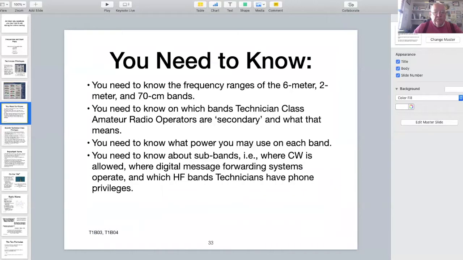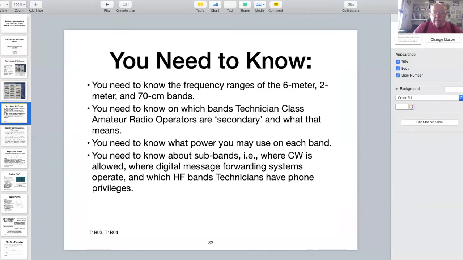For instance, there are potential test questions about the frequency ranges on the 6 meter band, 24.88 through 24.99 megahertz, the 2 meter band, 144.0 through 148.0 megahertz, and the 70 centimeter band, that's 420 through 450 megahertz.